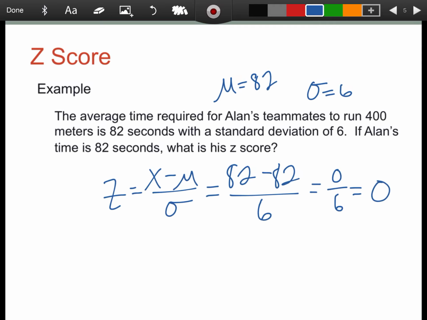If the Z-score is 0, that means he is right on the mean. He has no standard deviations away from the mean. So his Z-score is 0. He is obviously not an outlier because he is right at the mean.